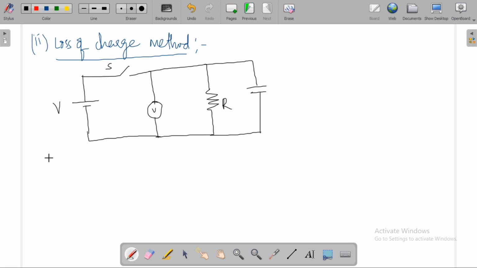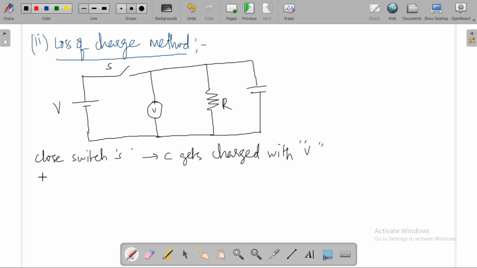Let this capacitor get charged with voltage of V. Okay, so close switch S, so that the capacitor gets charged with the applied voltage V. Now, that voltage is measured by this voltmeter.